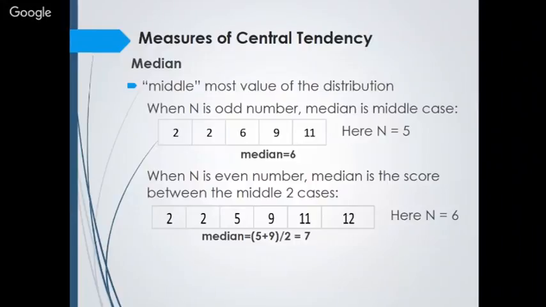So what will we do? Simply divide n by 2, that is 3. We take the third item from the left and the third item from the right. So we get 5 from the left and 9 from the right. Add these two numbers, 5 plus 9, and divide by 2, and we get 7. 7 is the median of the second series.